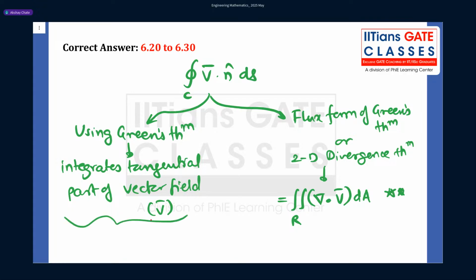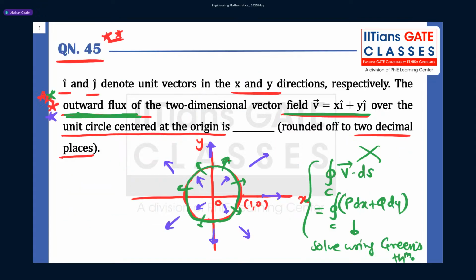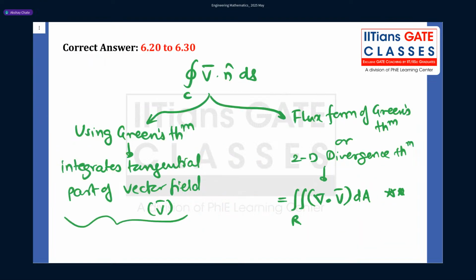Most of the students would have done this, and if you do it this way, you would get the answer equal to 0, and that is expected because this vector field v bar is always normal to this circle, right? Because everywhere it is expanding along the unit circle. So if you follow Green's theorem that we usually follow, the answer that you would get is 0, but the answer is not 0 here. Okay, so that is where most of the students would have made a mistake. Nonetheless, we'll solve this in a correct way.